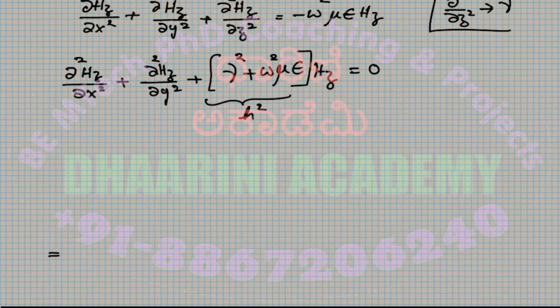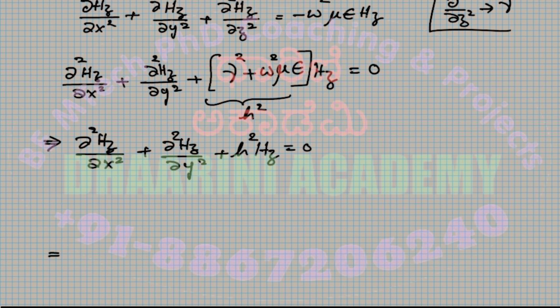So my final equation becomes like this. So this implies dou square Hz by dou x square plus dou square Hz by dou y square plus h square into capital Hz is equal to 0. Is it okay? So it's the partial differential equation. Let's call this equation number 1.